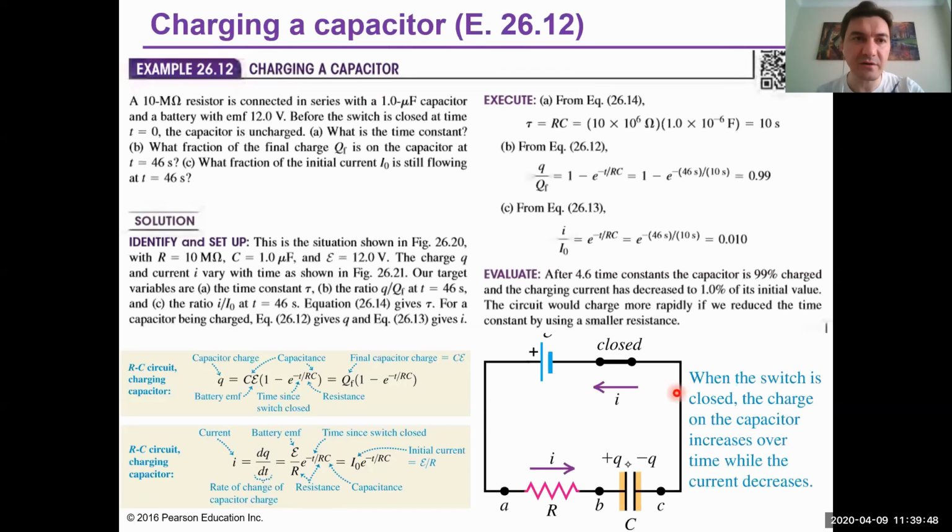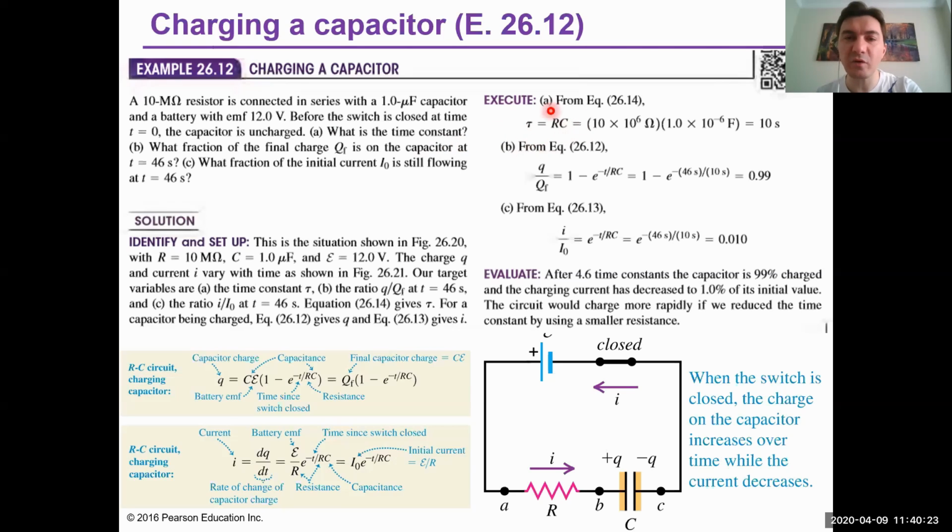Here we have a circuit. A 10 mega ohm resistor is connected in series with a 1 microfarad capacitor and a battery with EMF 12 volt. Before the switch is closed at time t equals 0, the capacitor is uncharged. So at the beginning, this switch is open and the net charge on the capacitor is 0. The capacitor is uncharged. So what is the time constant?